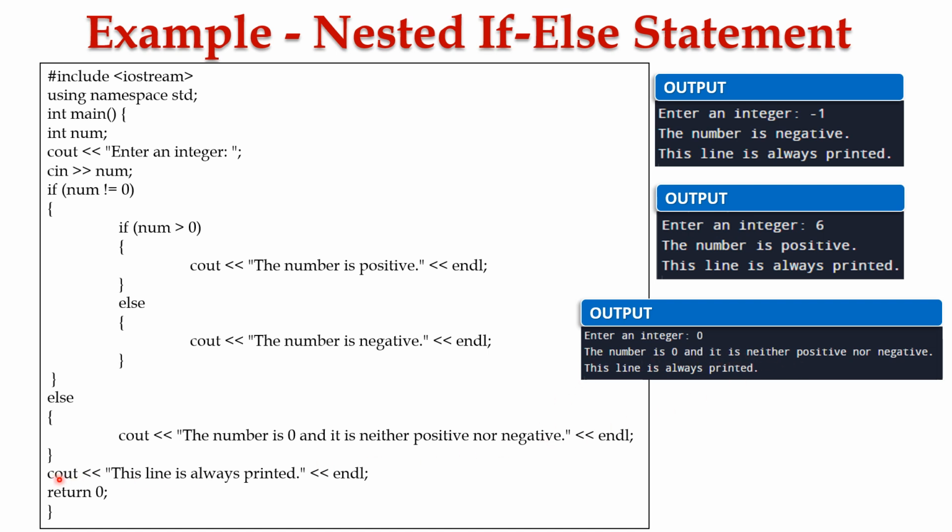Then the next statement is cout, this line is always printed, has been displayed to the user as shown in the output. And finally, the program gets terminated. So hope you are clear in nested if-else statement.